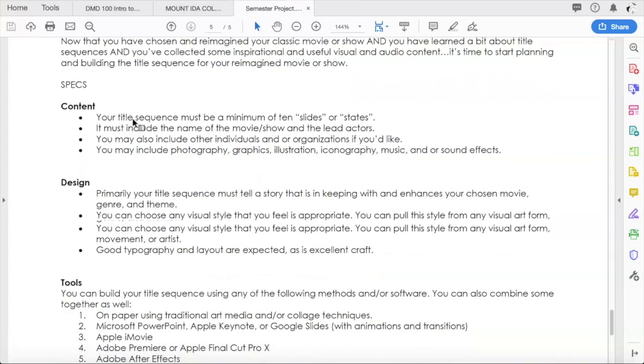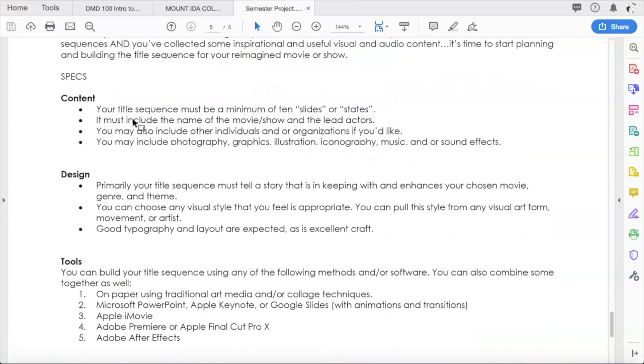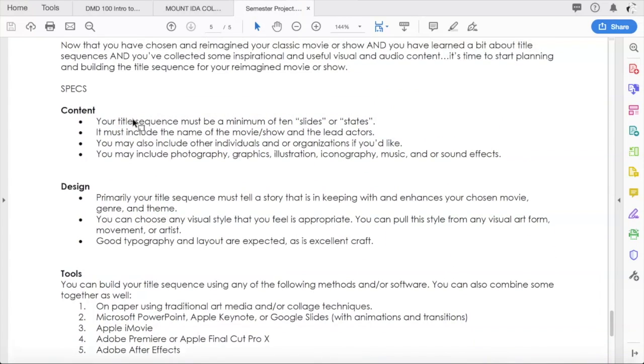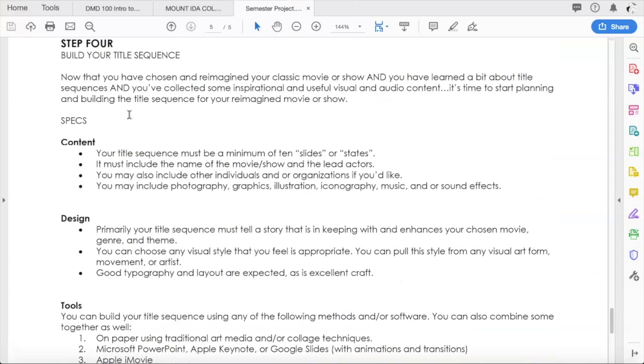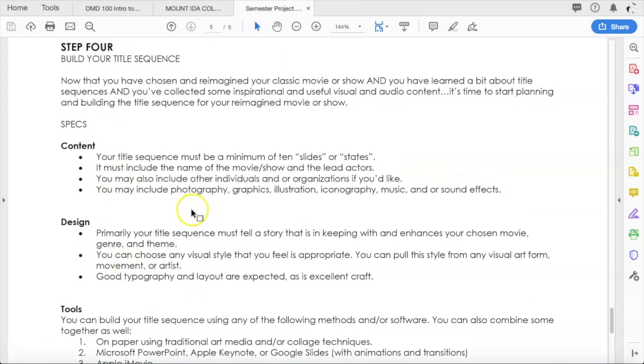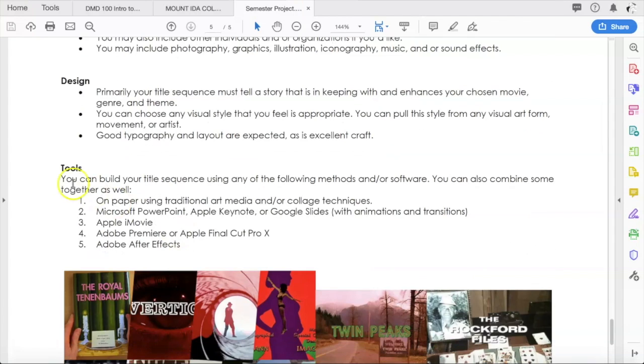So be sure to read through step 4. We covered some of it in class before we went on spring break, but definitely go through it yourself. And we'll talk more about this next week. But for now, read through this and start thinking about how you want to start building your title sequence. You'll see that there's a variety of tools available that you can use to build the title sequence, from really simple on paper to really complex, say Adobe After Effects, and a whole bunch of stuff in between.